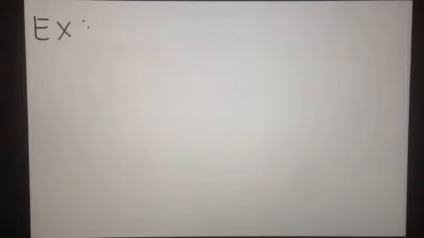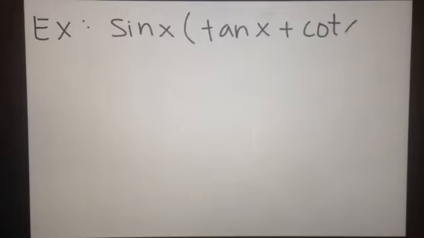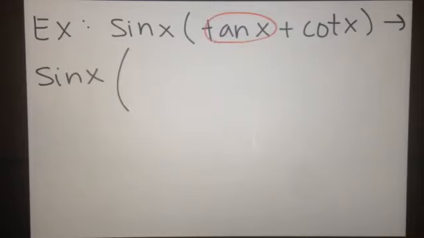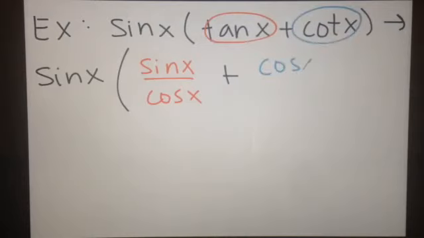All right, next example. Let's say I have sine x being multiplied by tan x plus cotangent x. So all I'm going to do is take tangent and cotangent and rewrite them in terms of sine and cosine. So I still have sine x in the front, but now for tangent x, I'm going to rewrite that as sine x over cos x. And then the cotangent piece I'm going to rewrite as cos x divided by sine x.